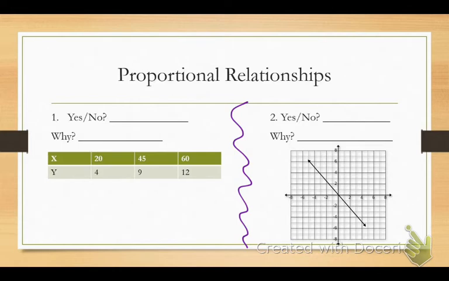Okay, so what do you see here on the table? We're not really going to have a whole lot of time on this one. Is it proportional? How do I get from 20 to 4? Divide by 5. So it is yes because I'm dividing by 5 on each one. 45 divided by 5 is 9. 60 divided by 5 is 12.